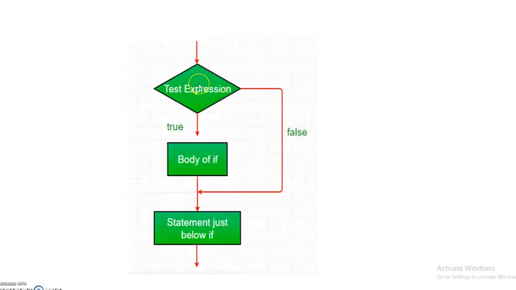Here the expression is evaluated. It's a conditional expression. If the value returns true, it will execute the body of the if statement. Otherwise it returns false, skips the if statement and jumps to the next statement in the program. This is the flow chart of the if statement.